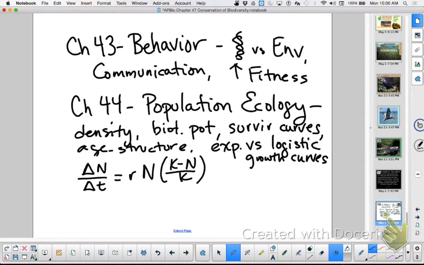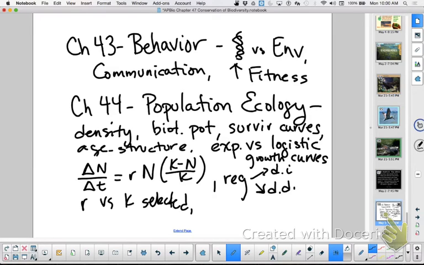Okay, then we had a bunch of problems, right? Population ecology problems. Do you think you're going to have one on your test? Yeah. I agree. Then we talked about regulation of population size. Remember there was density independent and density dependent factors that could regulate population size. And we looked at R-selected versus K-selected species. R versus K-selected. Yeah.